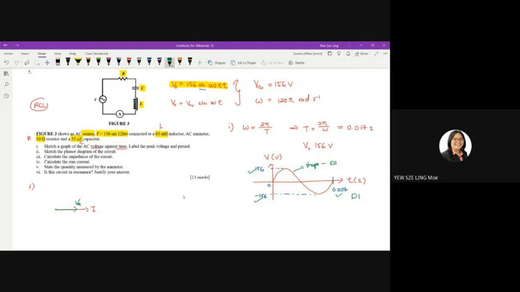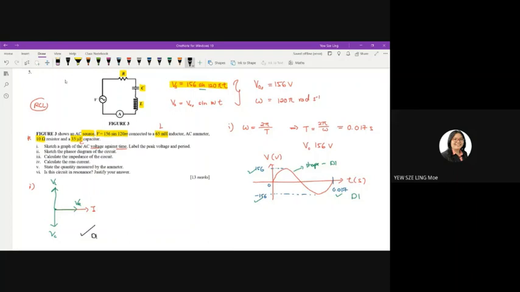And then for the inductor, VL always leads I, so VL is pointing upwards. And then VC always lags behind, so VC is going downwards. So that is your phasor diagram. If you got it right, then you got 1 mark.